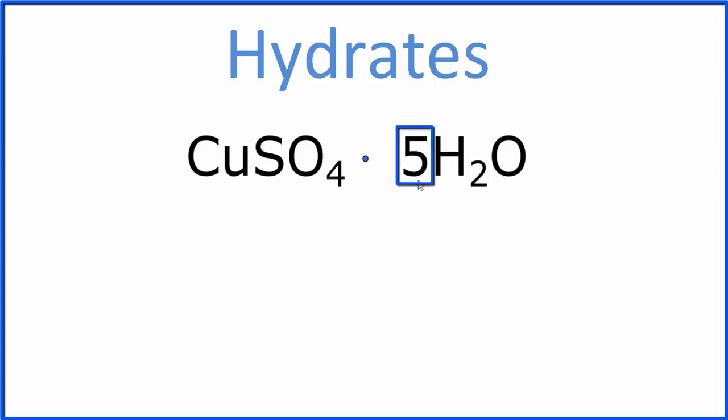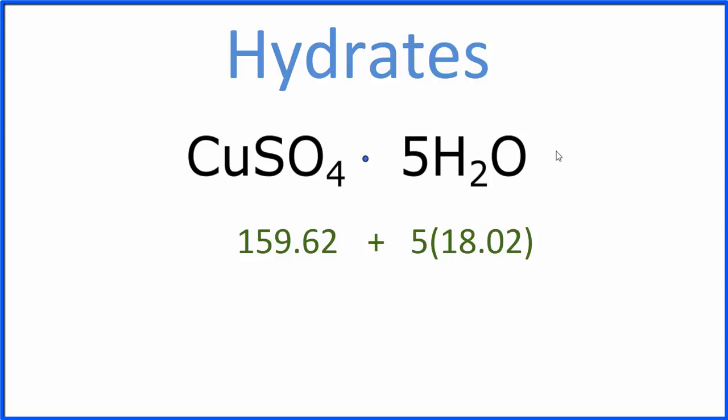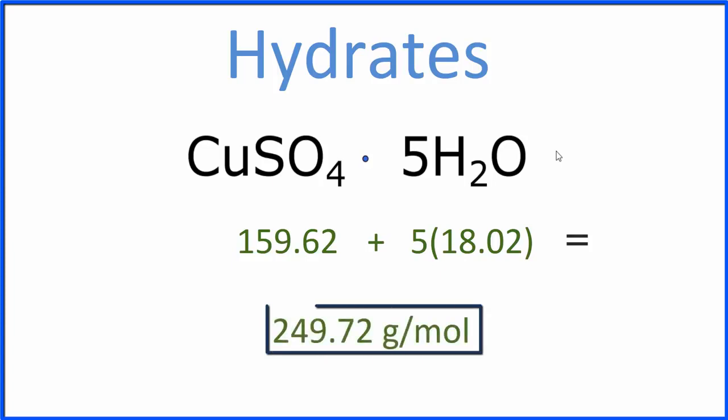Penta means 5, and the little dot means those 5 water molecules are around the copper. To calculate the molar mass, we'll first find the molar mass of the copper sulfate, and then we'll find the mass of the water. Once we have those, we'll add the copper sulfate to 5 times the mass of the water molecule. That's because we have 5 water molecules. We add this all together, and that's the molar mass for copper 2 sulfate pentahydrate.